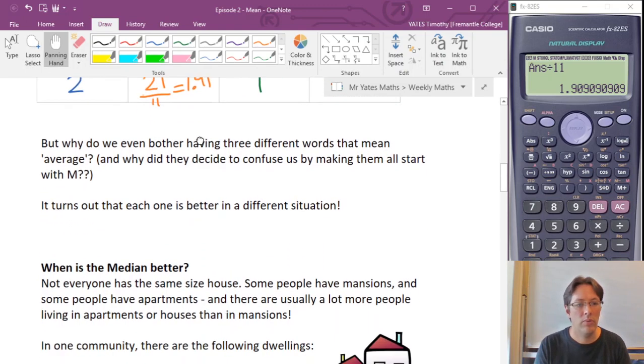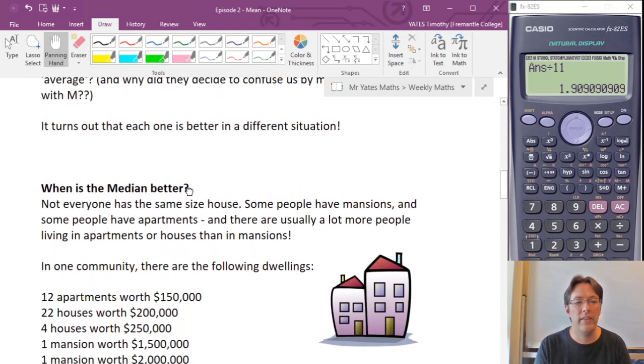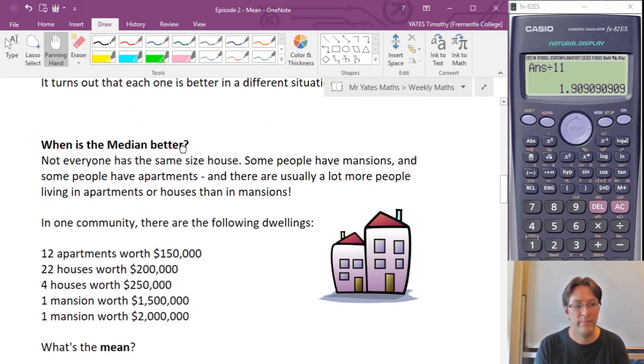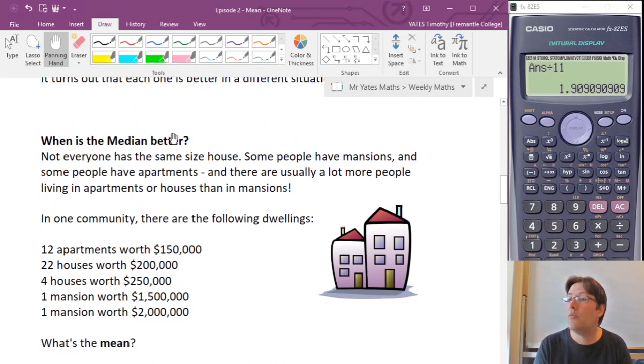So we want to ask ourselves, when is the median better? And one of the real world examples that we like to use when we're talking about median is houses. Not everyone has the same size house. Some people have mansions, some people have apartments, and there are usually a lot more people living in apartments or houses than in mansions. So we're going to look at one community.